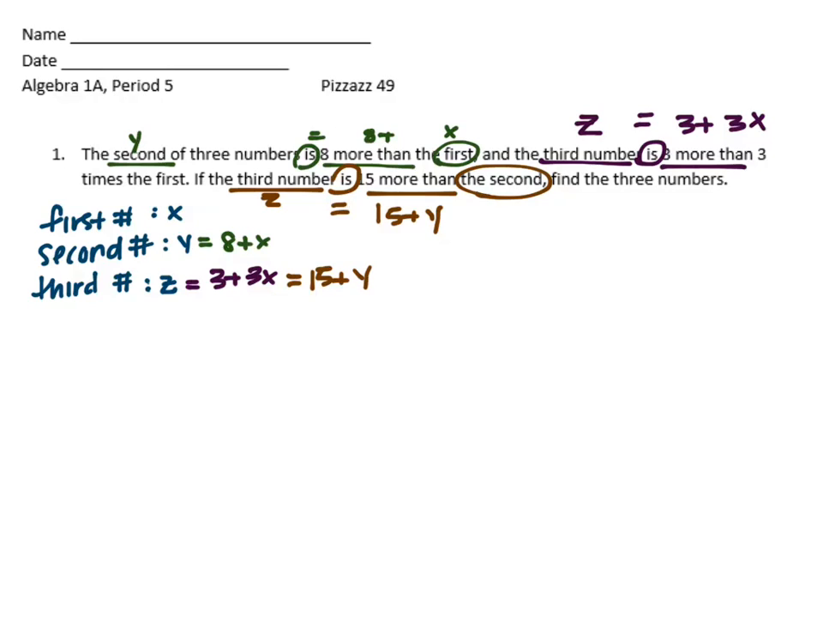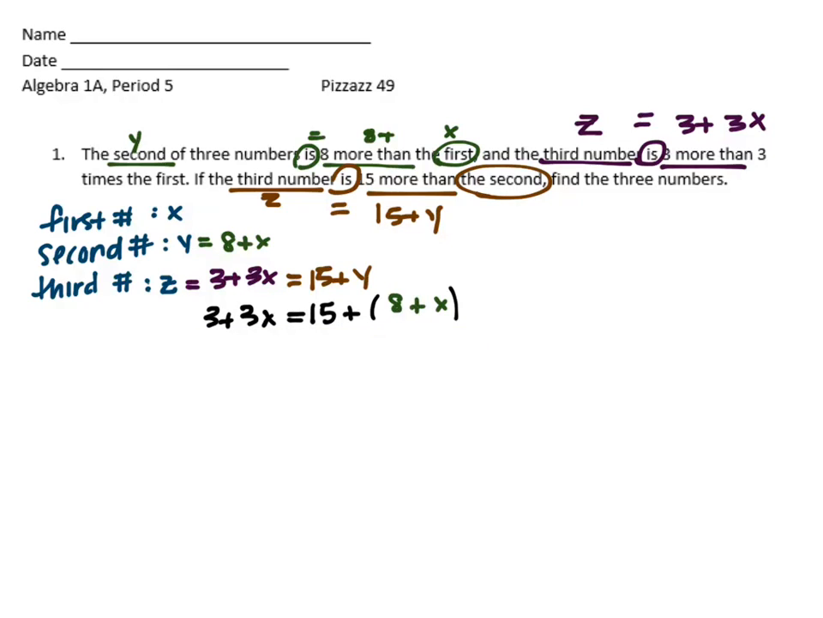So if these 2 things are equal, we can write them. And because y we know is the same thing as 8 plus x, we're going to substitute 8 plus x where we see the y. And now all of a sudden, we have an equation with only one variable in there. There's only x, and this allows us to solve for the value of x.